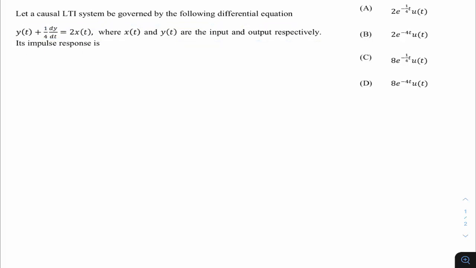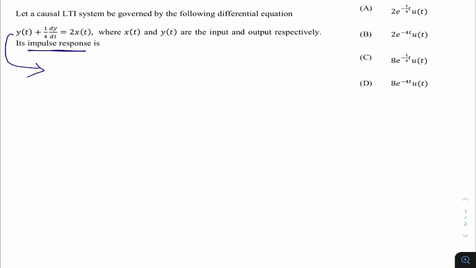One of the simple methods to solve this problem is the Laplace approach. I'll take the Laplace of this given differential equation on both sides. What is the impulse response? One way to define it is the inverse Laplace transform of the transfer function. What is the transfer function? The output by input in the Laplace domain. So first we find Y(s) by X(s), that is H(s), and then if you take its inverse Laplace, that will be your impulse response. That is the plan to solve this problem.